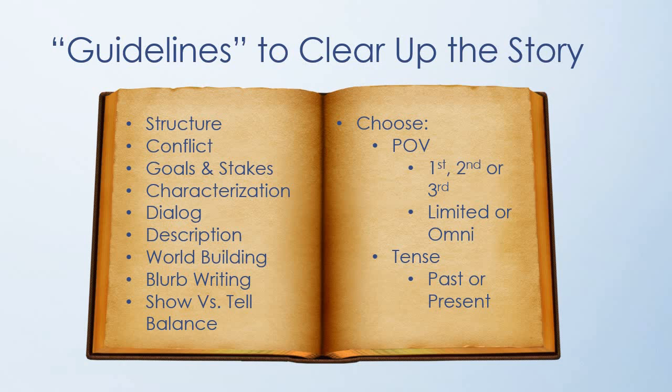Now, I recommend blurb writing, and what a blurb is, it's the summary on the back of the book, so that you can tell whether or not your character has a goal with the stakes and has conflict, obstacles in their way to fulfilling those goals and stakes. That's how you can tell you have an actual story. Can you actually summarize it?